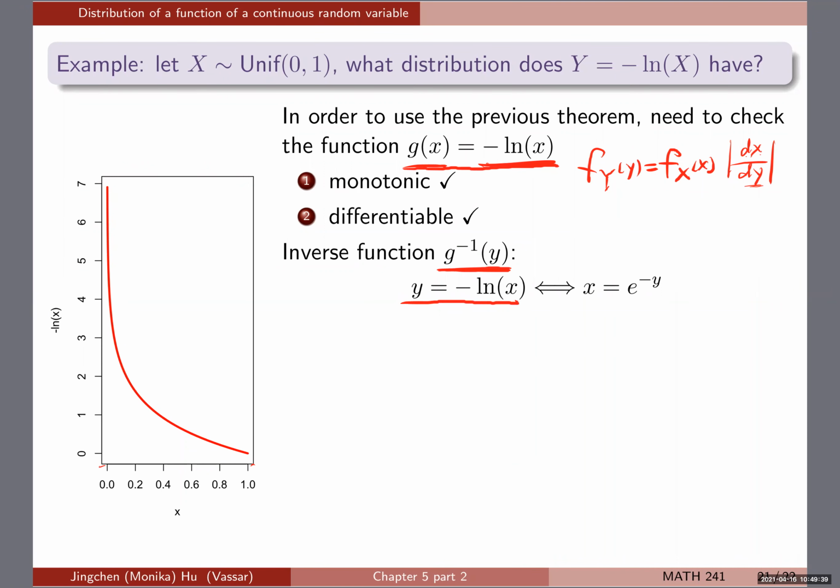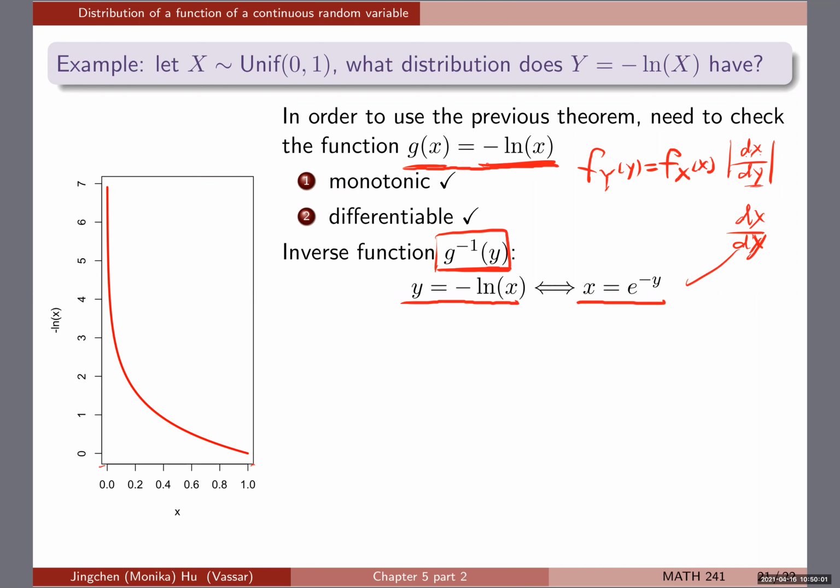And then I exponentiate both sides, right? And take the negative sign correctly, and then I will get the inverse function, x equals g(negative y). So what that does, like I said, is get the inverse function, so later on we can actually take dx over dy. Okay, now we are ready to do it.